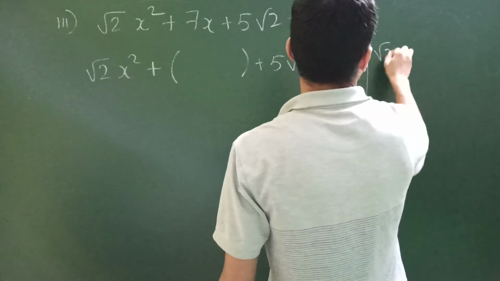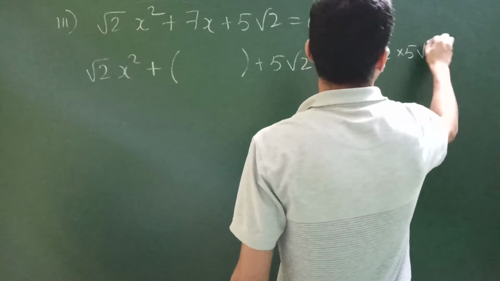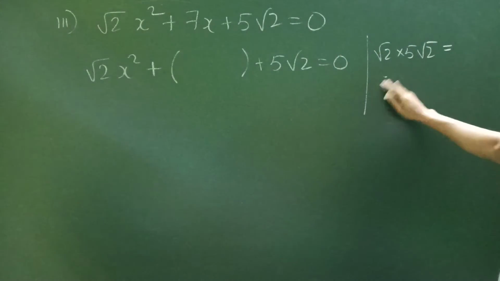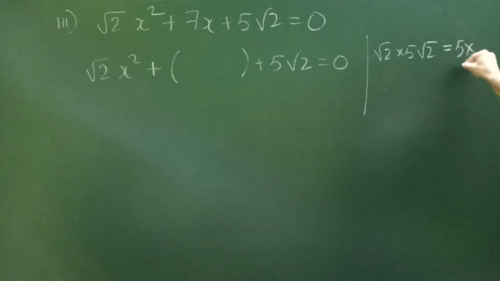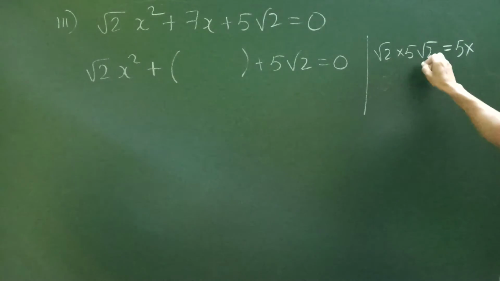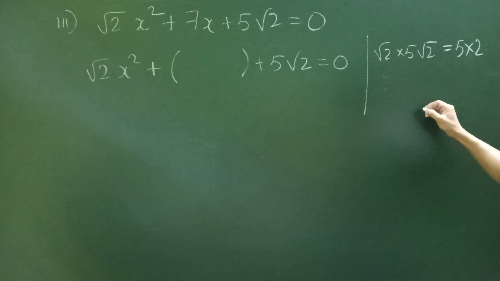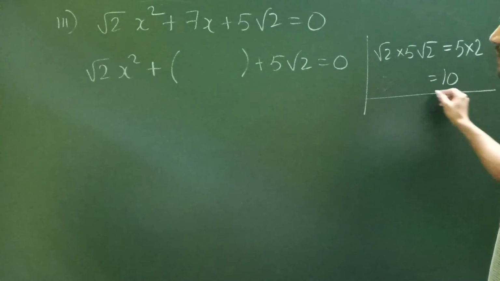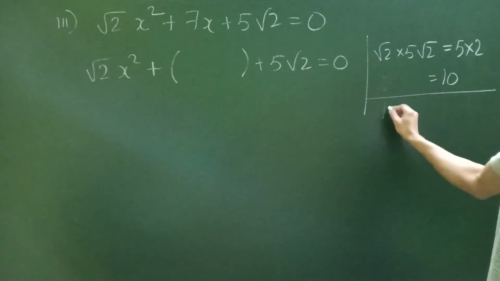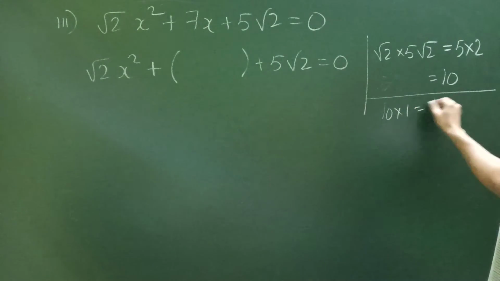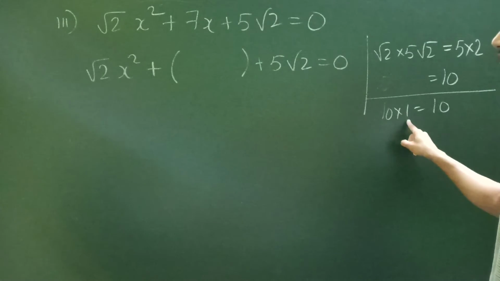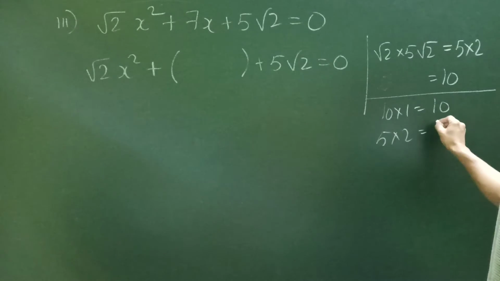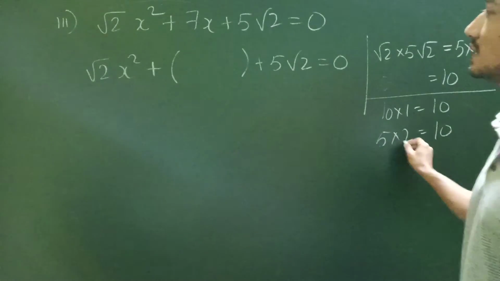So root 2 into 5 root 2 will be how much? That will be 5 into root 2 into root 2, that we have already studied in class 9, that is 2. So that will be how much? 10. Now let's find out the factors of 10 to get 7. So 10 into 1 is also 10, but we will not get 7 because 10 plus 1, 10 minus 1, no. 5 into 2 is 10. 5 plus 2, 7. See?